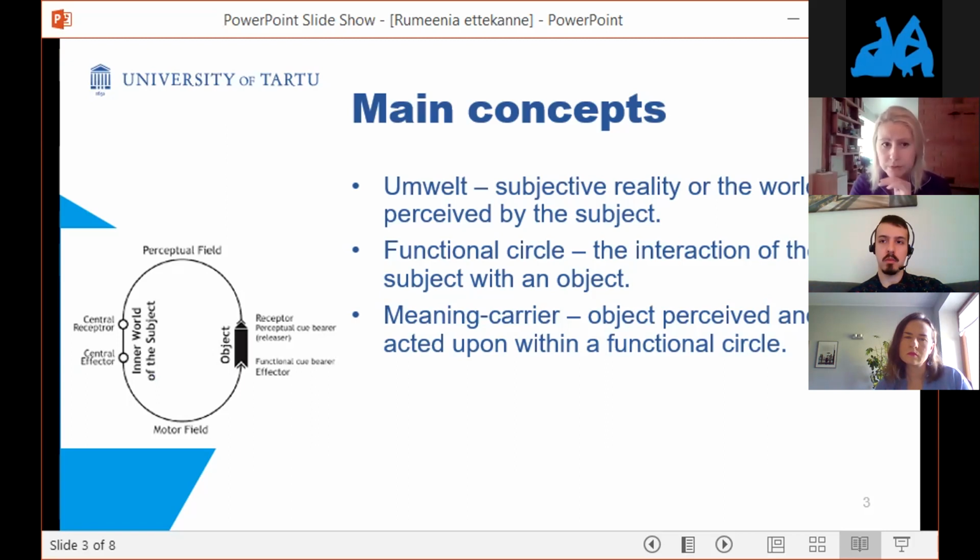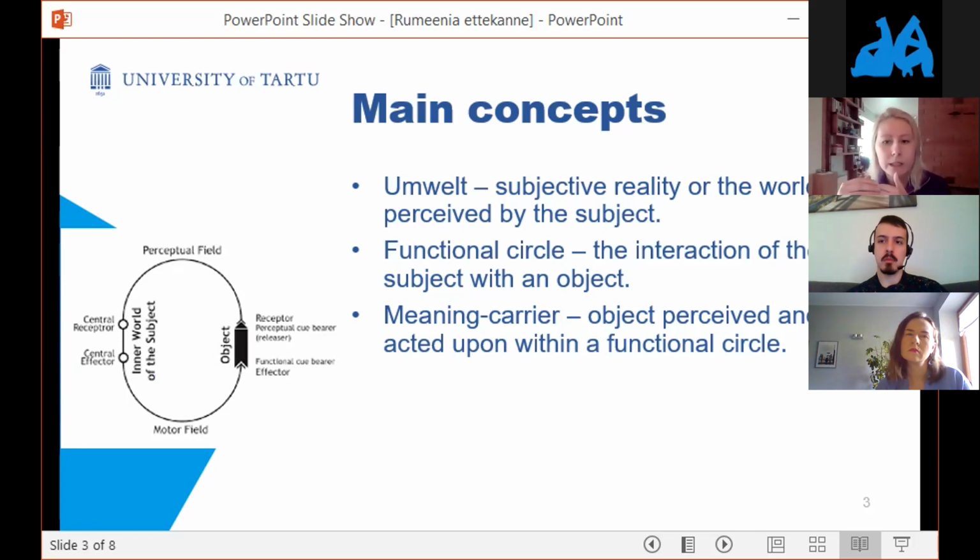But I would briefly stop on the meaning carrier and just say that the object that the animal perceives or acts upon within a functional circle, when it attains meaning, it becomes a meaning carrier. This means that all the objects in the Umwelt of an allo animal are selected and interpreted for a specific purpose. So allo animals do not enter into relationships with neutral objects, but they are immediately transformed into meaning carriers due to the meaning imprinted on them by the subject.